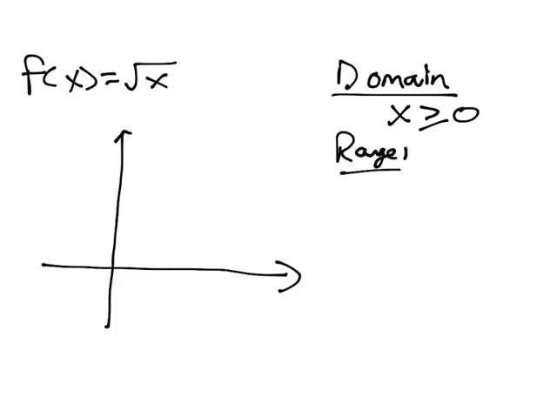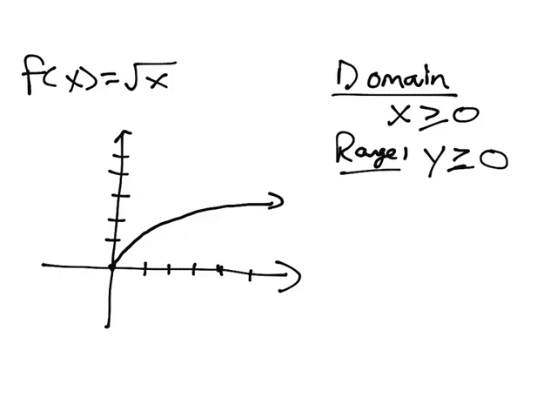The range is similar to that. Y is always greater than or equal to 0. So when we graph this, we're only going to have to plug in positive x's, and we're only going to get positive y's as output.